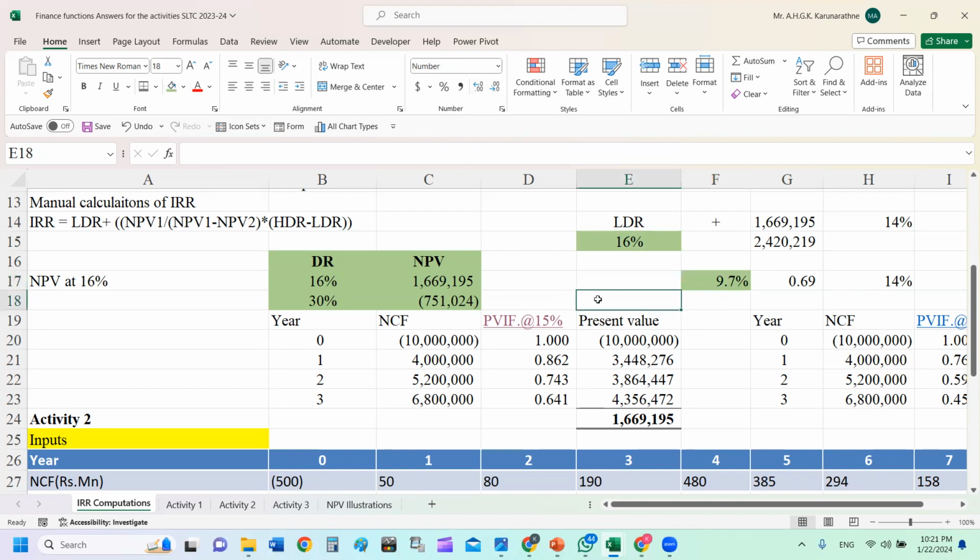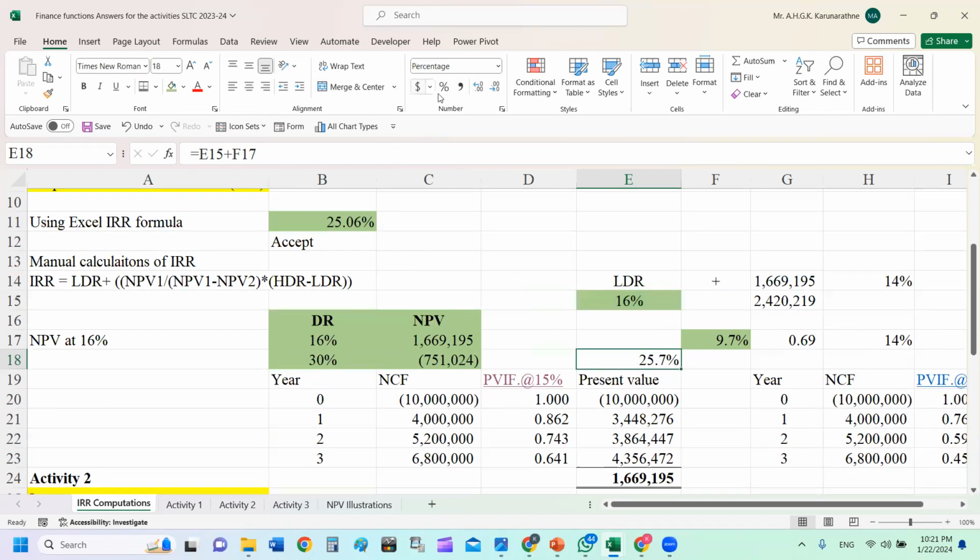So IRR is equal to the lower discount rate plus the fraction times delta. The fraction times delta is the result. So the lower discount rate plus this answer, as a percentage, you can see, is approximately the same, 25.06, about 25.6%.